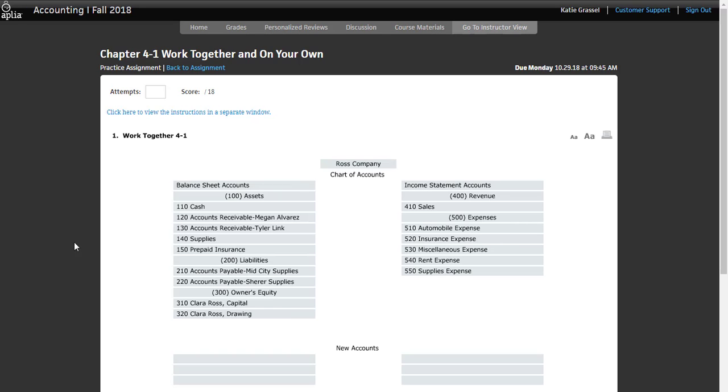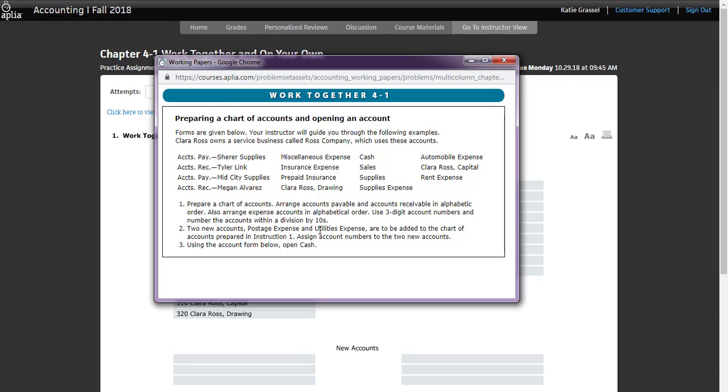So that is instruction number 1. Congratulations, you just prepared a chart of accounts. So now what happens at the start of every business, they have to prepare a chart of accounts. They make the chart of accounts and then they go about running and operating their business.